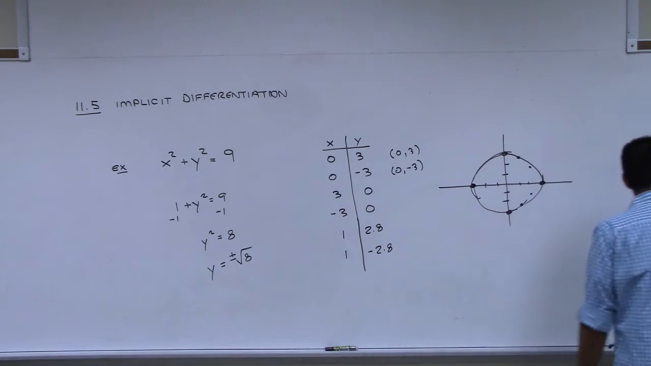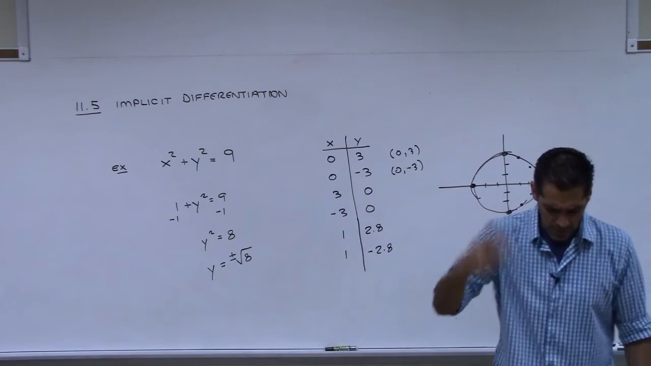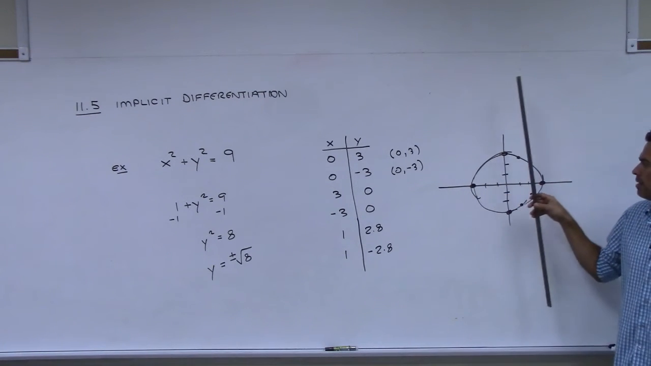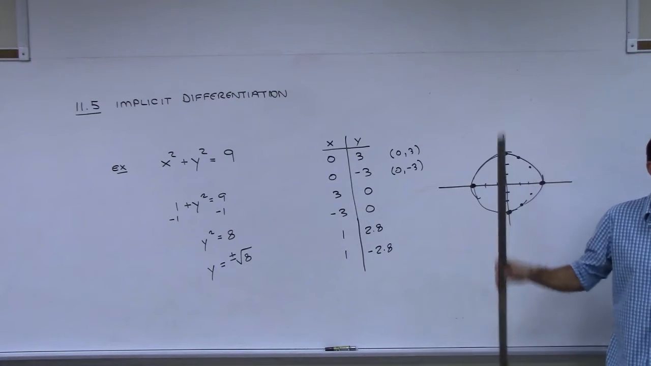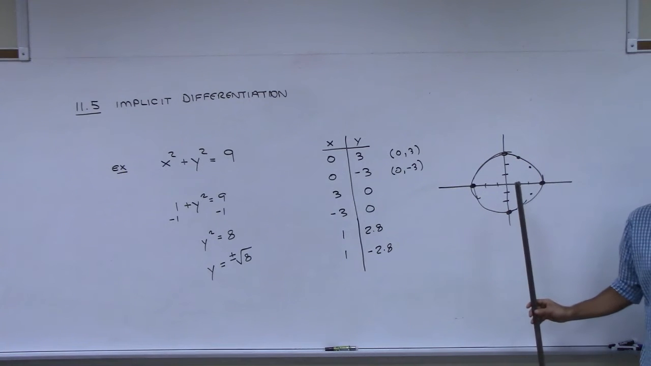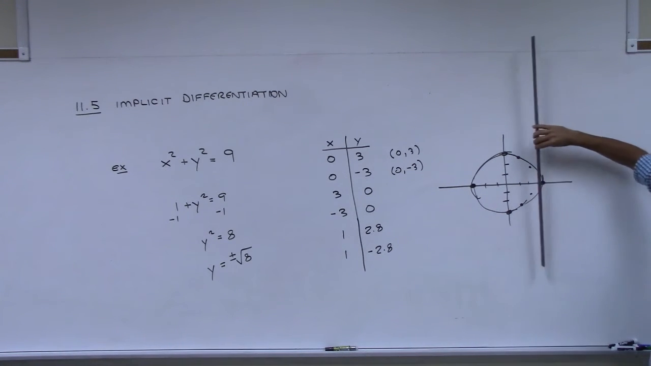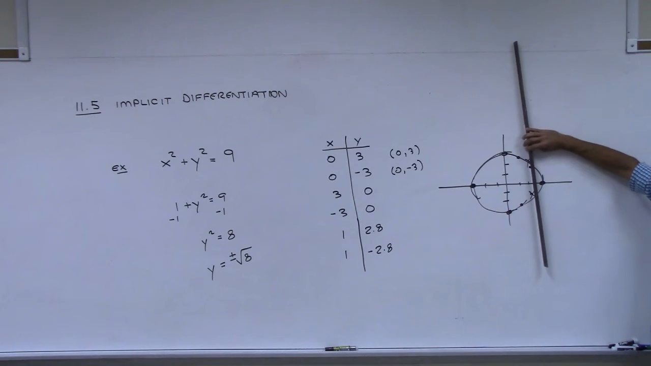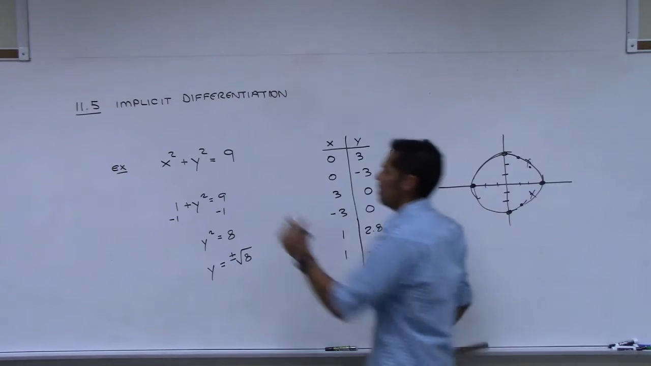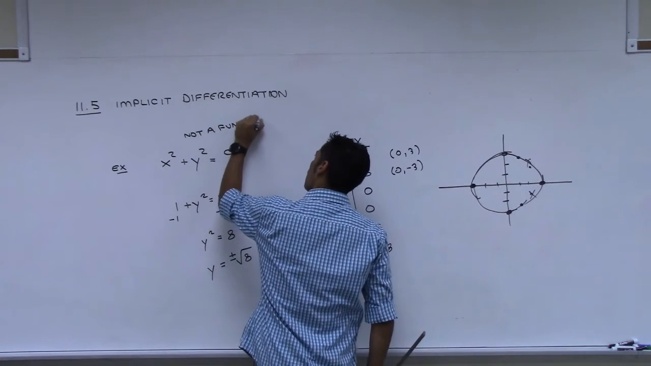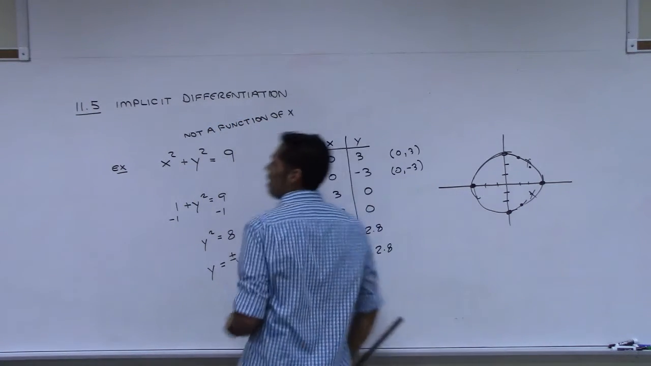So do you all remember in, what's that class before this, 1324? Do you all remember this thing called the vertical line test? That's a test that you do to see whether or not the graph you're looking at is a function or not. This circle fails to be a function because if I draw a vertical line, I hit it twice, and I'm only allowed to ever hit it one time for it to be called a function. So this right here is not a function of x. It is not a function of x, okay?